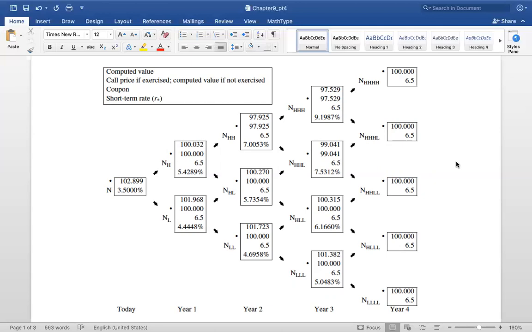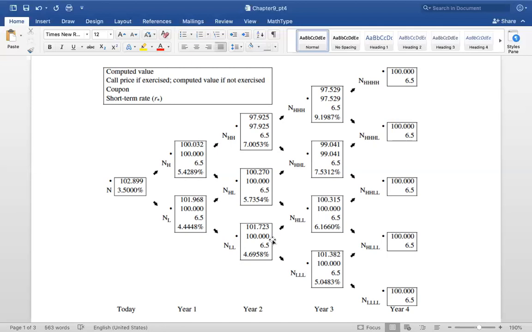The discounting process explained above is used to calculate the first of the two values at each node. It is calculated as the present value of this plus the present value of this, divided by 2, right? So the first value at each node represents the same thing. The second value is the value based on whether the issue will be called.